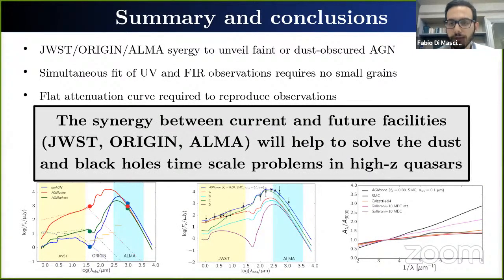thanks to current and future facilities, we will gain more and more data and information that will probably help us to solve these two timescale problems, the one regarding the black hole mass and the one regarding the dust mass in high-redshift quasars. And this is my conclusion.